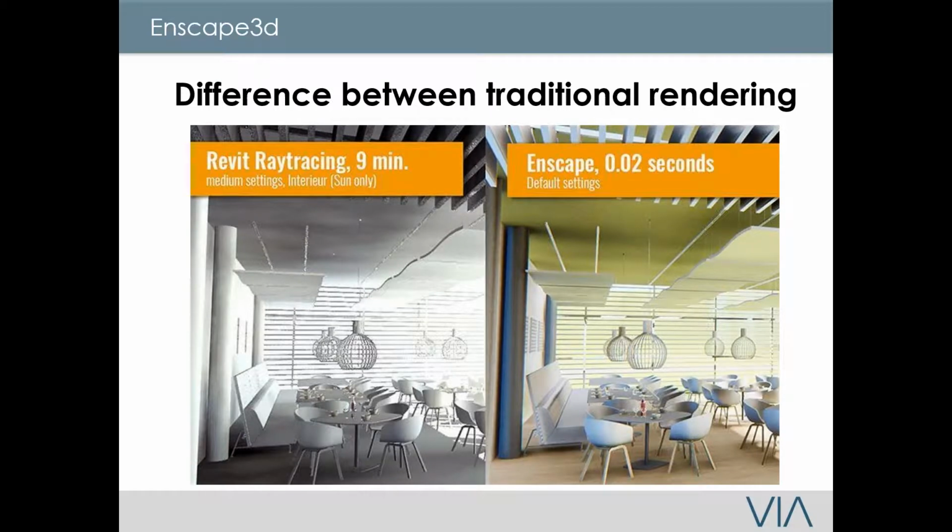Now, the difference between traditional rendering and this Enscape rendering: traditionally in the past, we used ray tracing. And what happened with ray tracing is that it's going to take you 9 minutes just to generate one image. Okay. With Enscape, you don't have to do that anymore. The rendering just happens automatically, so it's very dynamic. You can look at the time you need to waste when you render with Enscape versus ray tracing.